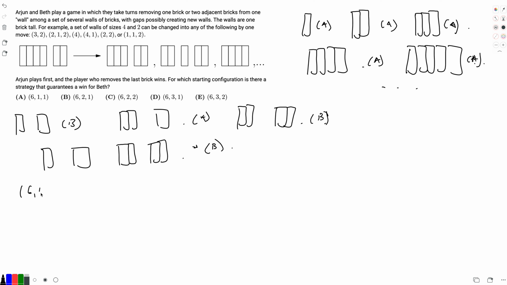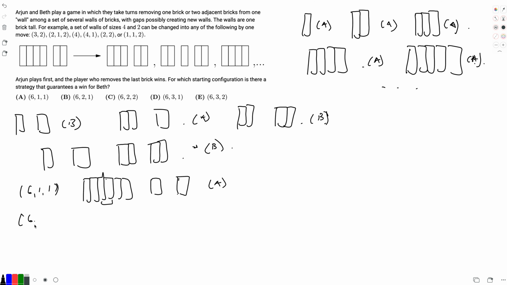6, 1, 1. With 6, 1, 1, Arjun can take these 2 middle pieces of the 6-wall. If Arjun takes these middle 2 pieces, Beth is forced to take any other piece, and Arjun can simply copy. So this guarantees a win for Arjun. Let's go on to C.